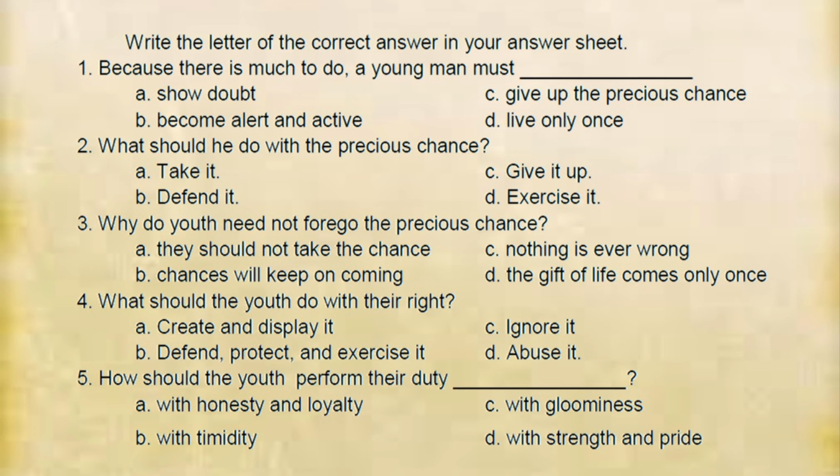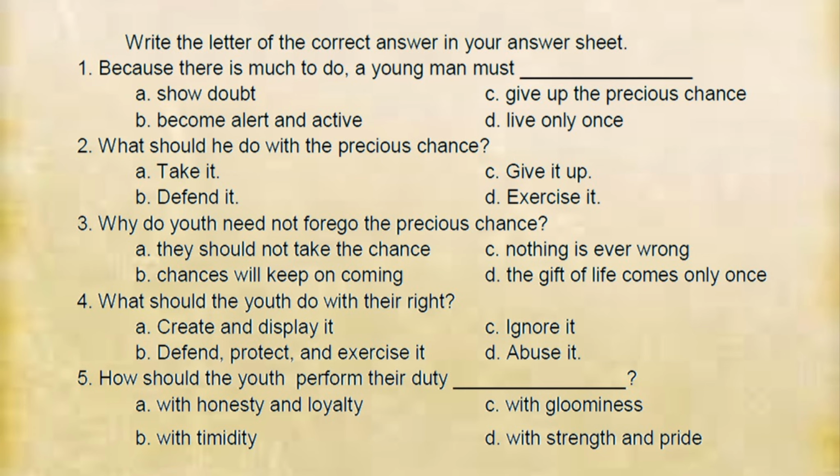3. Why do youth need not forego the precious chance? A. They should not take the chance. B. Chances will keep on coming. C. Nothing is ever wrong. D. The gift of life comes only once. 4. What should the youth do with their right? A. Create and display it. B. Defend, protect, and exercise it. C. Ignore it. D. Abuse it.